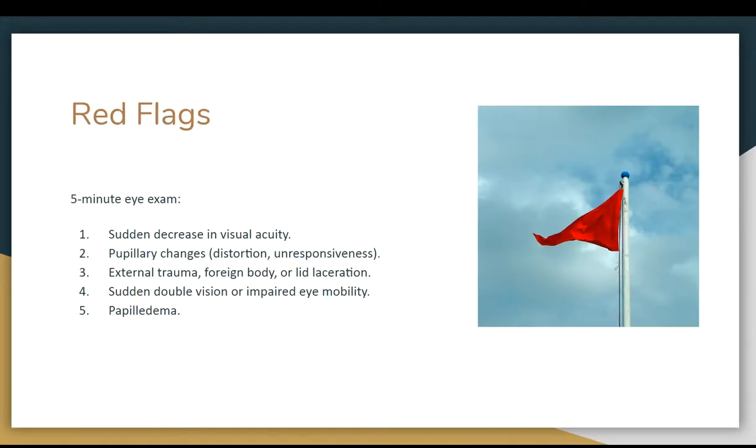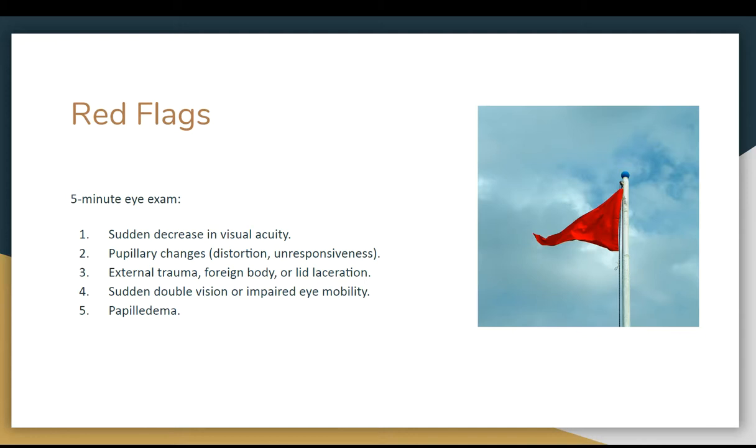In order to determine if an eye condition is urgent, you will do a 5-minute, 5-part physical assessment of the eye. So you're looking at visual acuity, the pupil's response, an external ocular exam, extraocular movements, and the retinal exam.